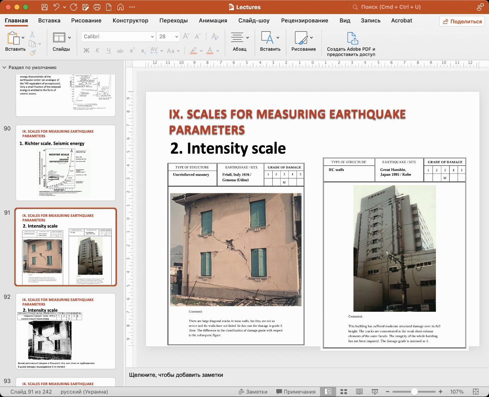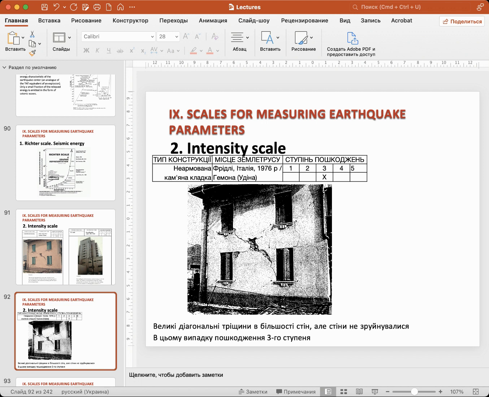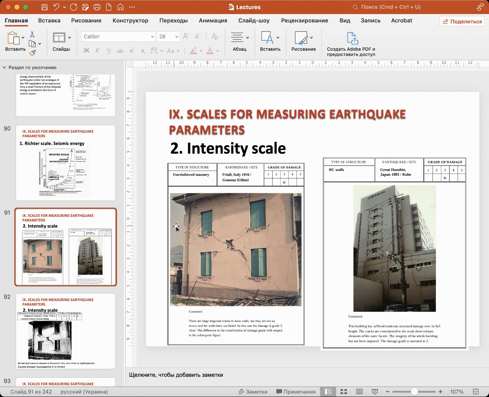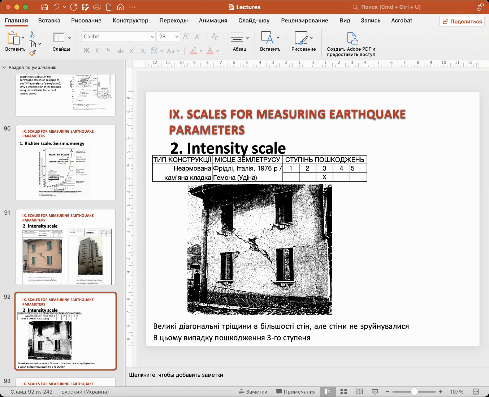Okay, thank you. When we are talking about our Ukrainian scale, by the way, this picture is also from the Ukrainian scale. This is European. You see, it is the same building. I don't know why they haven't found such a picture from a Ukrainian earthquake, but nevertheless, same idea, only in Ukrainian. And the level of damage of this building equals 3.